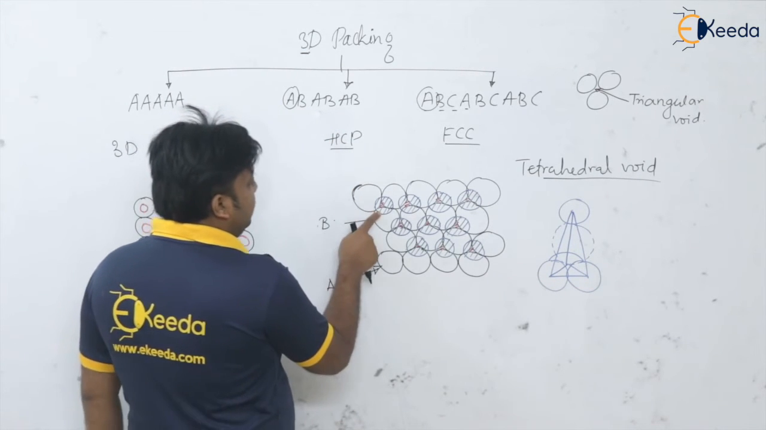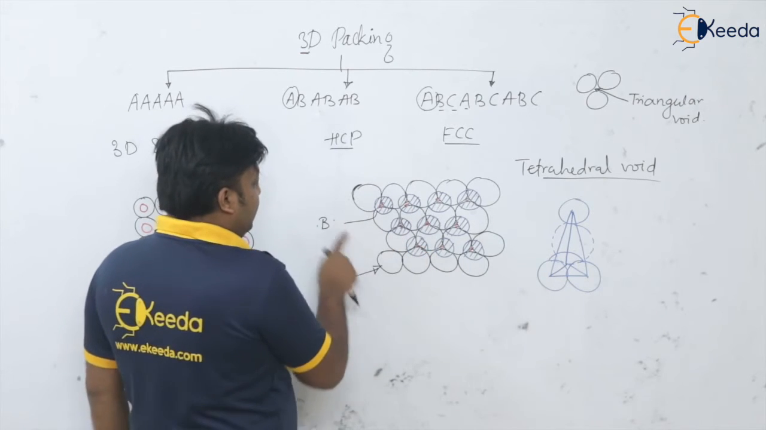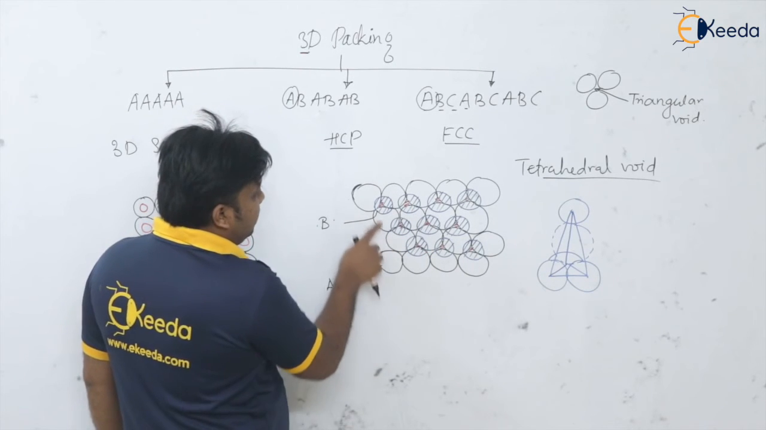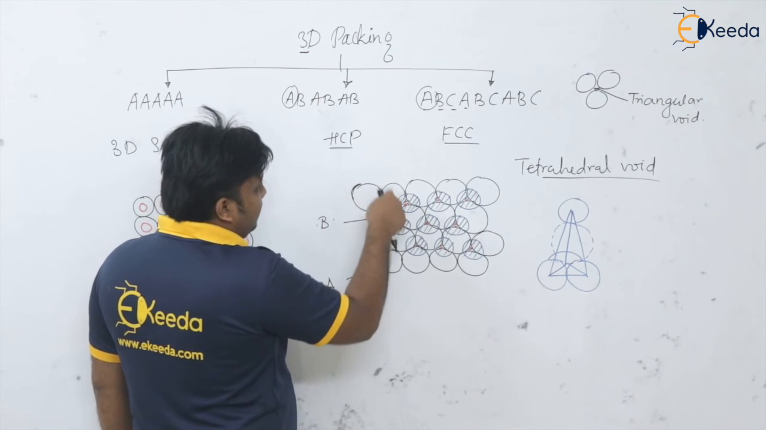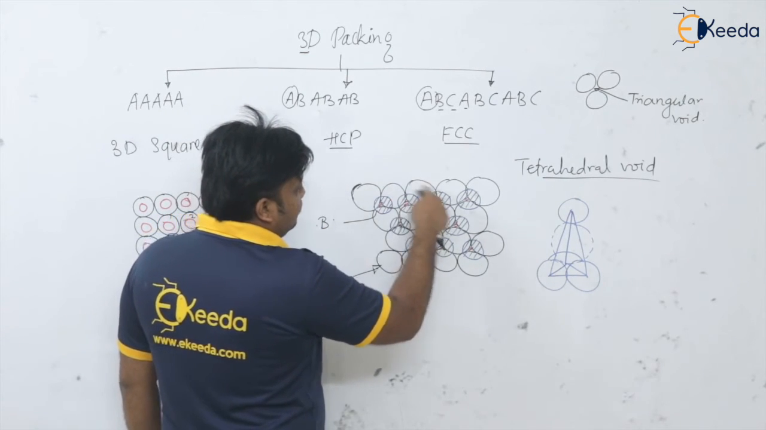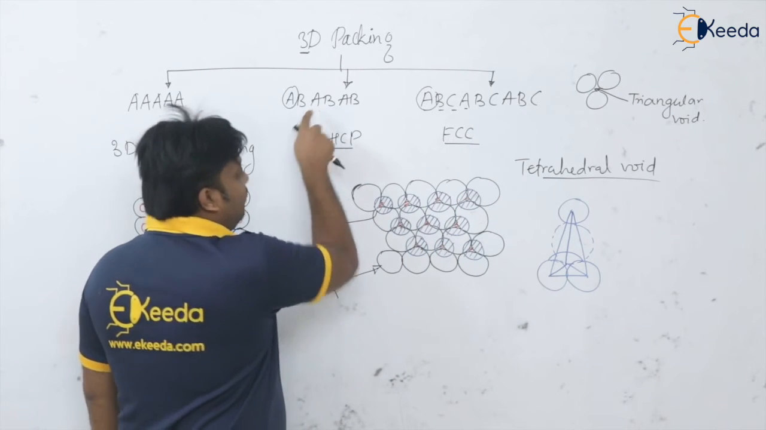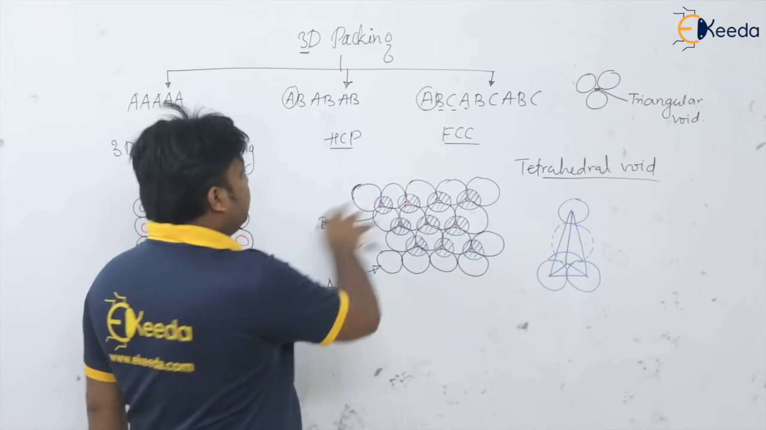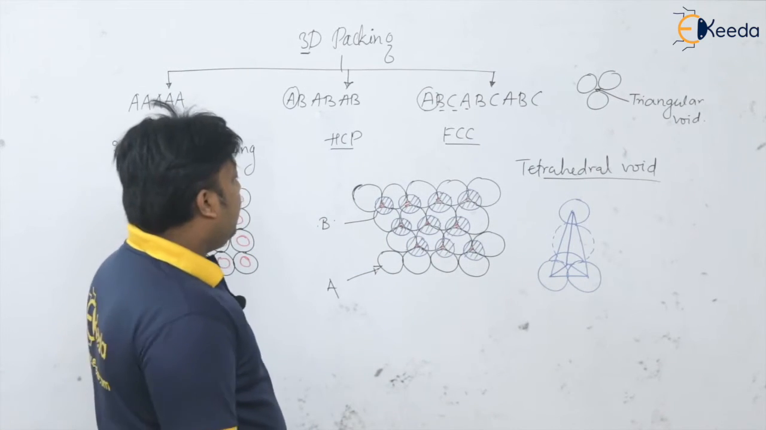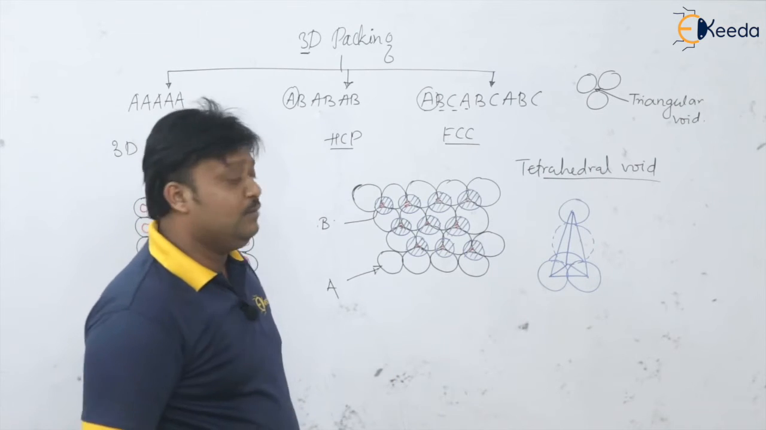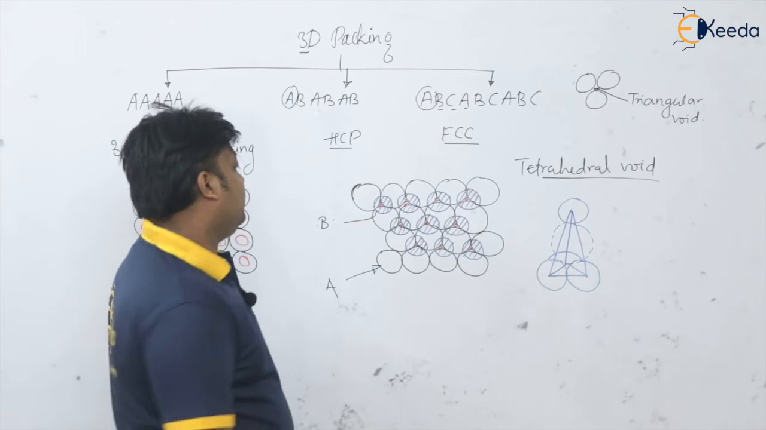Okay, so AB. Now which layer will come on top after A is completed and B layer is completed? Same like this black, once again there will be a third layer, same as layer A. So this is the stacking sequence for this HCP. And very easily we can calculate now. We are interested in the coordination number for the HCP.